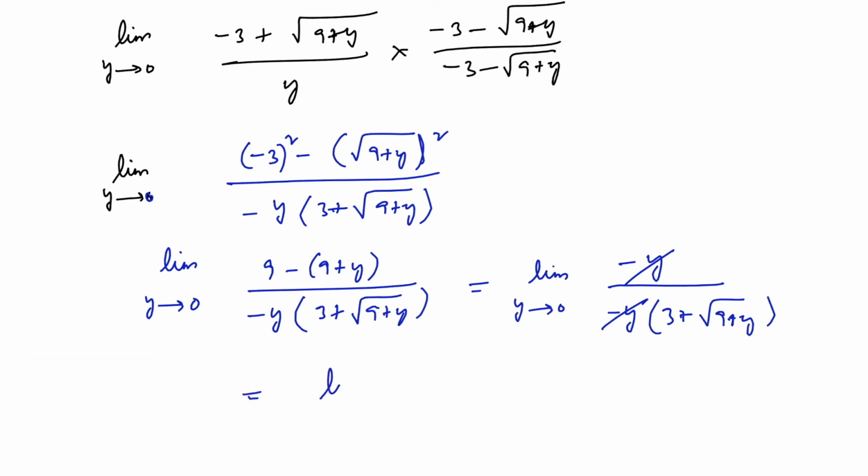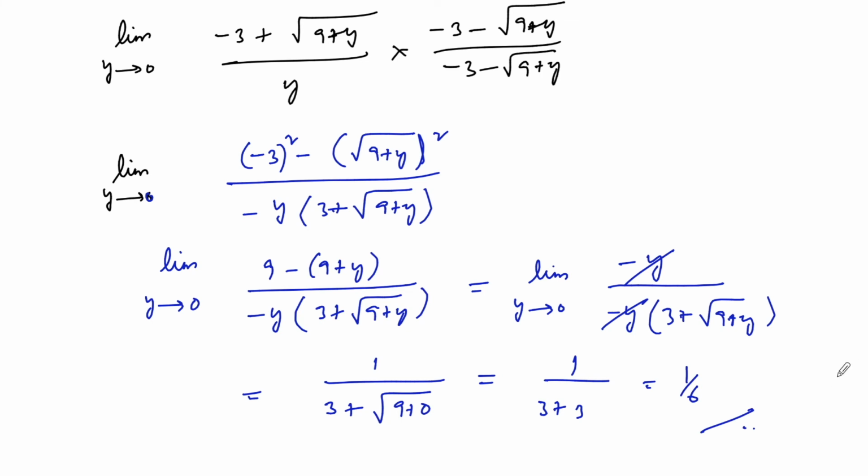So let us substitute the limit here. Limit y tends to 0, so we can write 1 upon 3 plus root over 9 plus 0, that is 1 upon 3 plus root 9 is 3, so 1 upon 3 plus 3 is 6. So we can go with an answer 1 upon 6 for this limit. Okay.